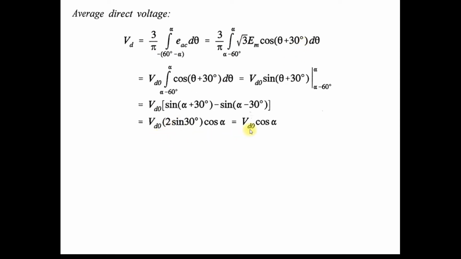So finally after simplification you get the expression Vd0 cos alpha. It means that when you consider the firing angle delay in the operation of the three-phase converter, the average direct voltage output depends upon the firing angle delay, or it is a function of firing angle delay. So your average direct voltage is equal to Vd0 cos alpha. When alpha is 0, you get the maximum value of direct voltage, and as alpha increases from 0 to 90, that magnitude decreases, and at 90 we know that cos 90 is 0. So at alpha 90 your average direct voltage becomes 0.